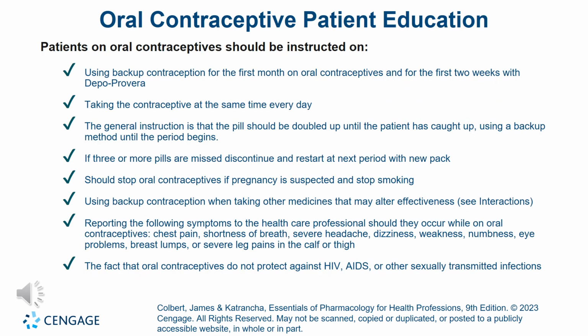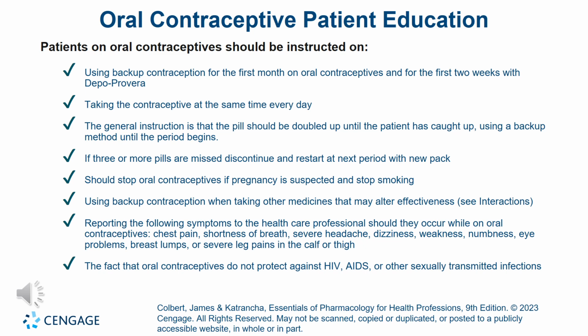This slide provides some very valuable patient education for those on oral contraceptives. You want to instruct your patients to use backup contraception for the first month on oral contraceptives and for the first 2 weeks with Depo-Provera, and to take the contraceptive at the same time every day. The general instruction is that the pill should be doubled up until the patient has caught up, using a backup method until the period begins.